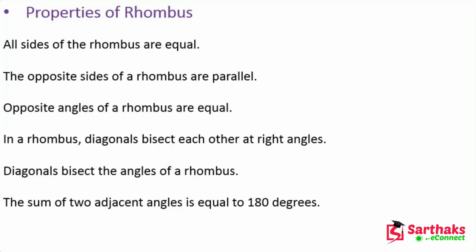Here you can see that all the sides of a rhombus are equal. Opposite sides of a rhombus are parallel. Opposite angles of a rhombus are equal. In a rhombus, diagonals bisect each other at right angles. Diagonals bisect the angles of a rhombus also. And the sum of two adjacent angles is equal to 180 degrees.